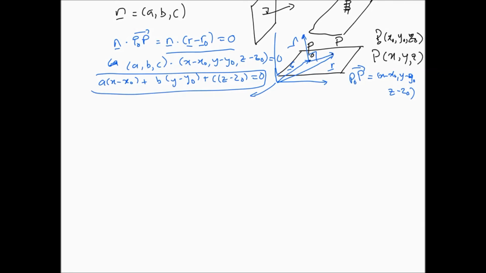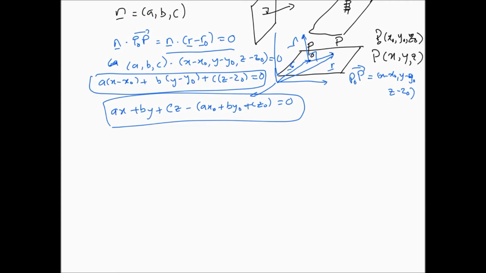This is an algebraic equation, and in fact it can be written as ax plus by plus cz minus (ax0 plus by0 plus cz0), and this is all equal to 0. This is the equation of a plane, which we've just now written down here.